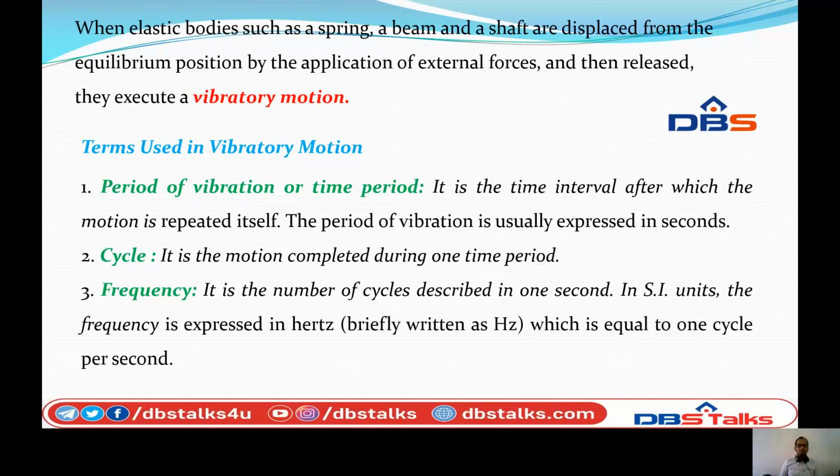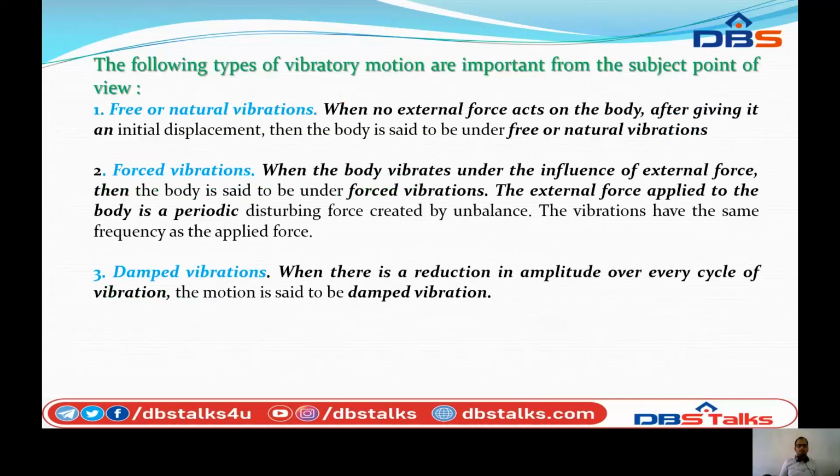Next, what are the types of vibratory motion? Here we have three vibratory motions: free vibration, forced vibration, and damped vibration. Free, in the name itself, means that no external force is acting on the body. Another name for it is natural vibration. Free means naturally, no external effort is required. After giving it an initial displacement, the body is said to be under free or natural vibration.